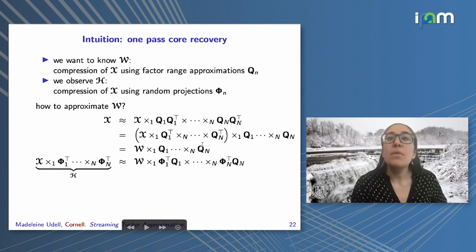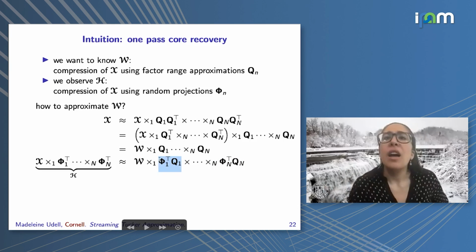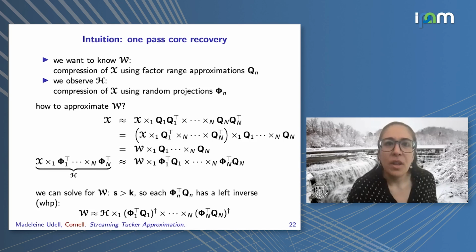Now I'm going to take both sides of this approximate equation and compress both of them using these random projections phi. The object on the left side is the sketch, something I've computed and stored. The object on the right side is W, what I want to approximate, compressed onto the range of each of these small matrices. The key property of the way I've chosen my sketches is that each of these little matrices is invertible, with high probability.